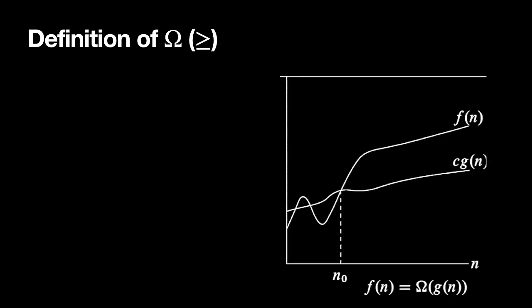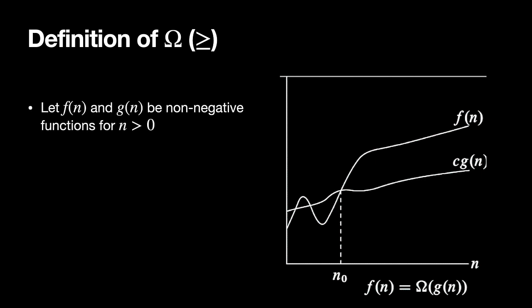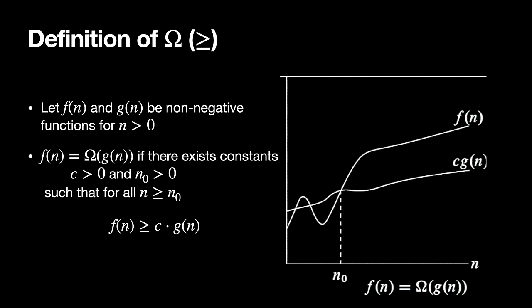Okay, so just like before, we're going to look at this geometrically. If we've got two non-negative functions here, f and g, the idea is that we've got some start point, and after that, we don't really care what happens before, but after that, our function g, even when multiplied by some positive value, is always below our function f. So again, it's a lower bound. It's always below f.